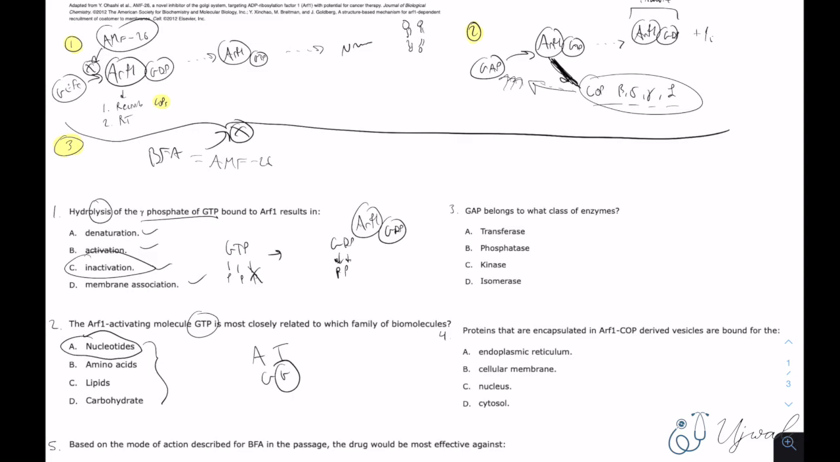All right, next question, 3. So here, GAP belongs to what class of enzymes? And so now we need to be reminded of what GAP does. And so I jump to my schematic. Now this is an excellent use of my schematic. And so here, I jump in here, and then I see, okay, in my second scene, I have GAP, and what does GAP do? It converts ARF1 bound to GTP and breaks it down to ARF1 bound to GDP plus Pi. So it removes the phosphate groups. And so that makes me think, okay, phosphatases, kinases, those are usually the enzymes that work with these phosphate groups.